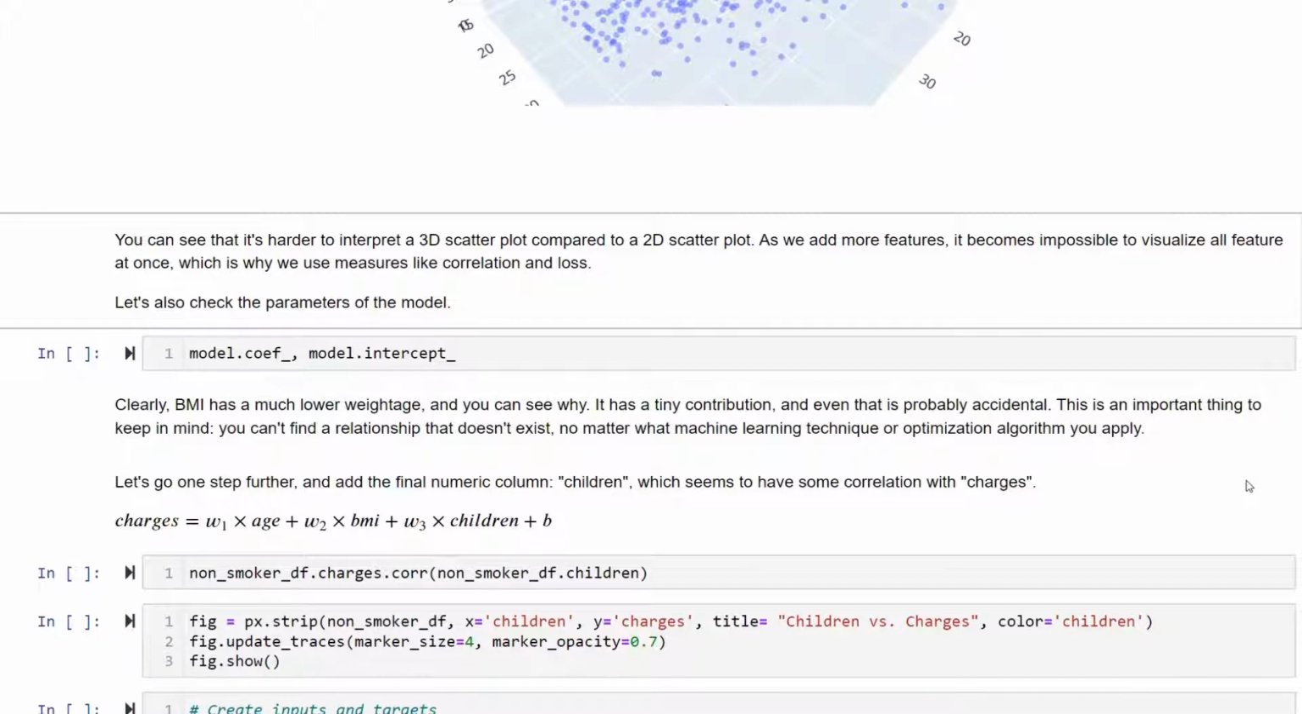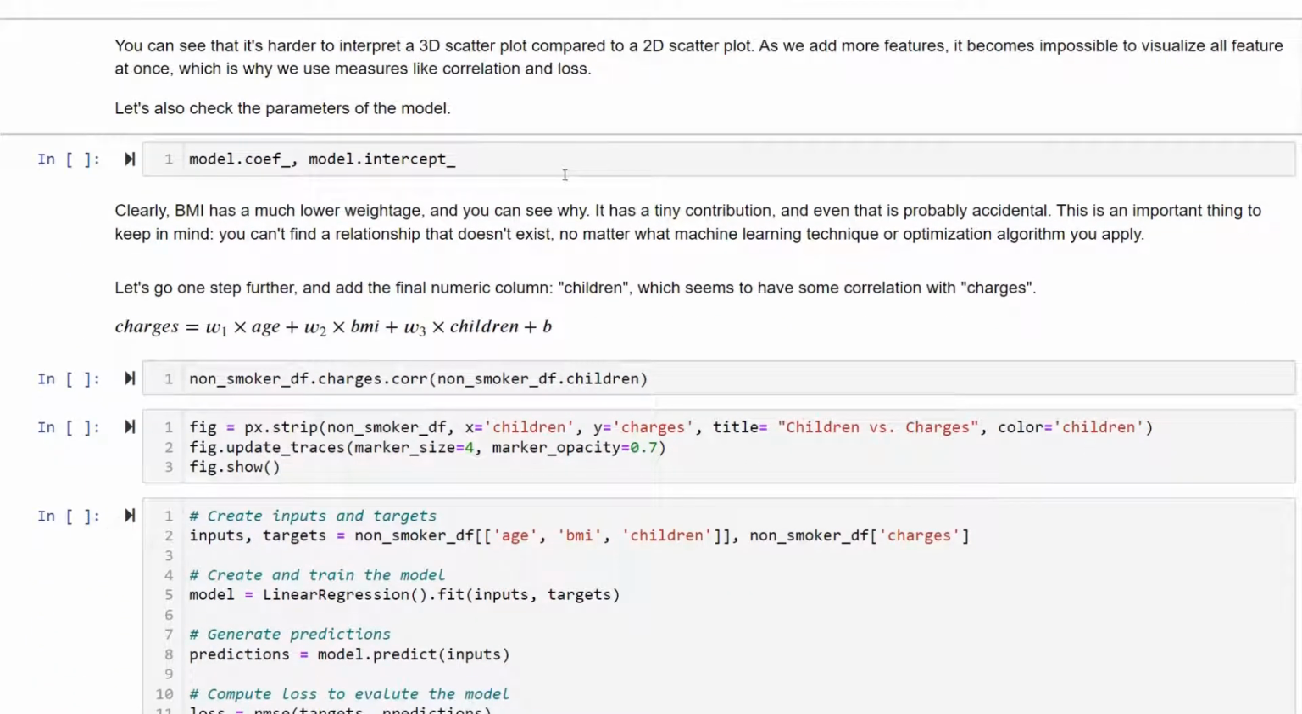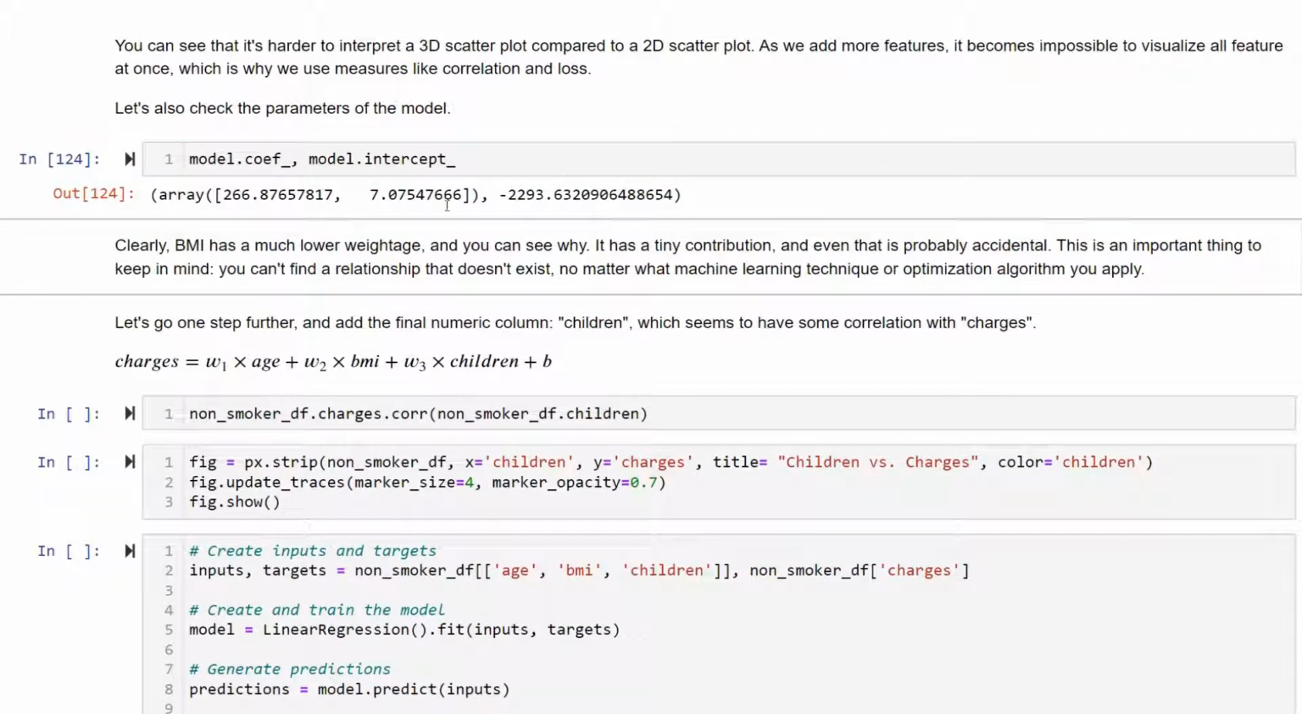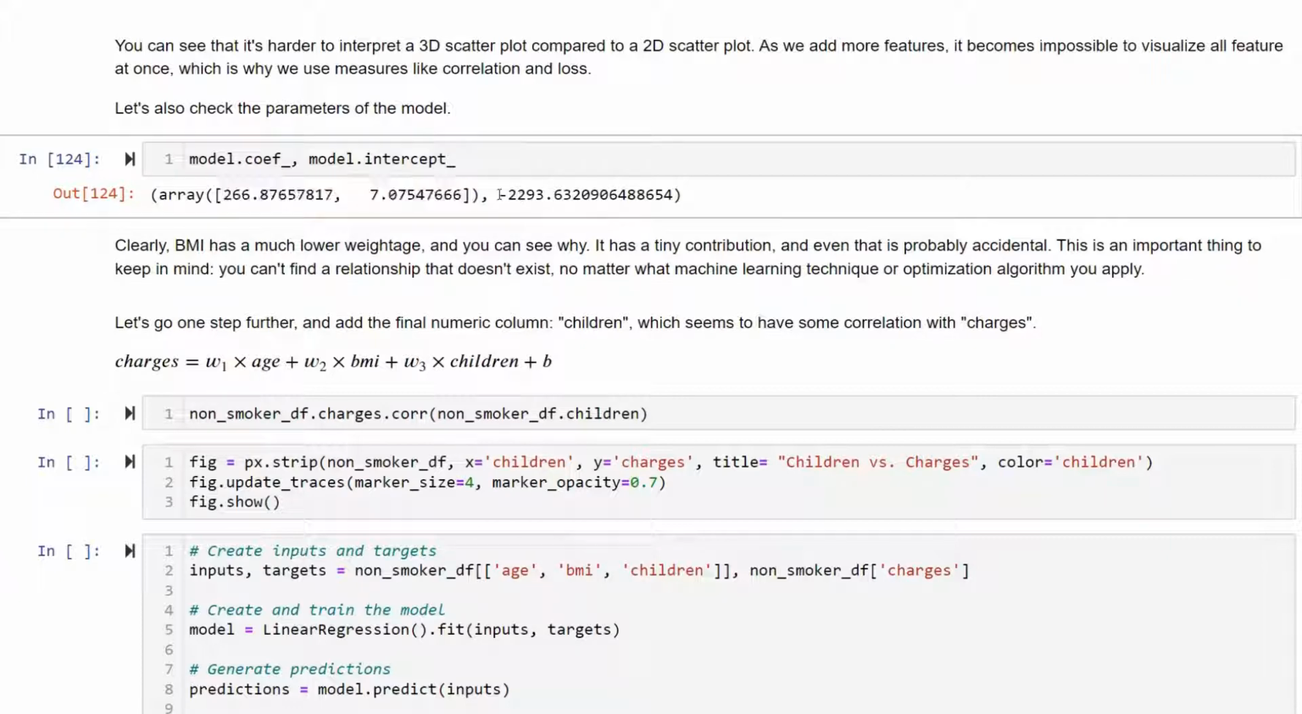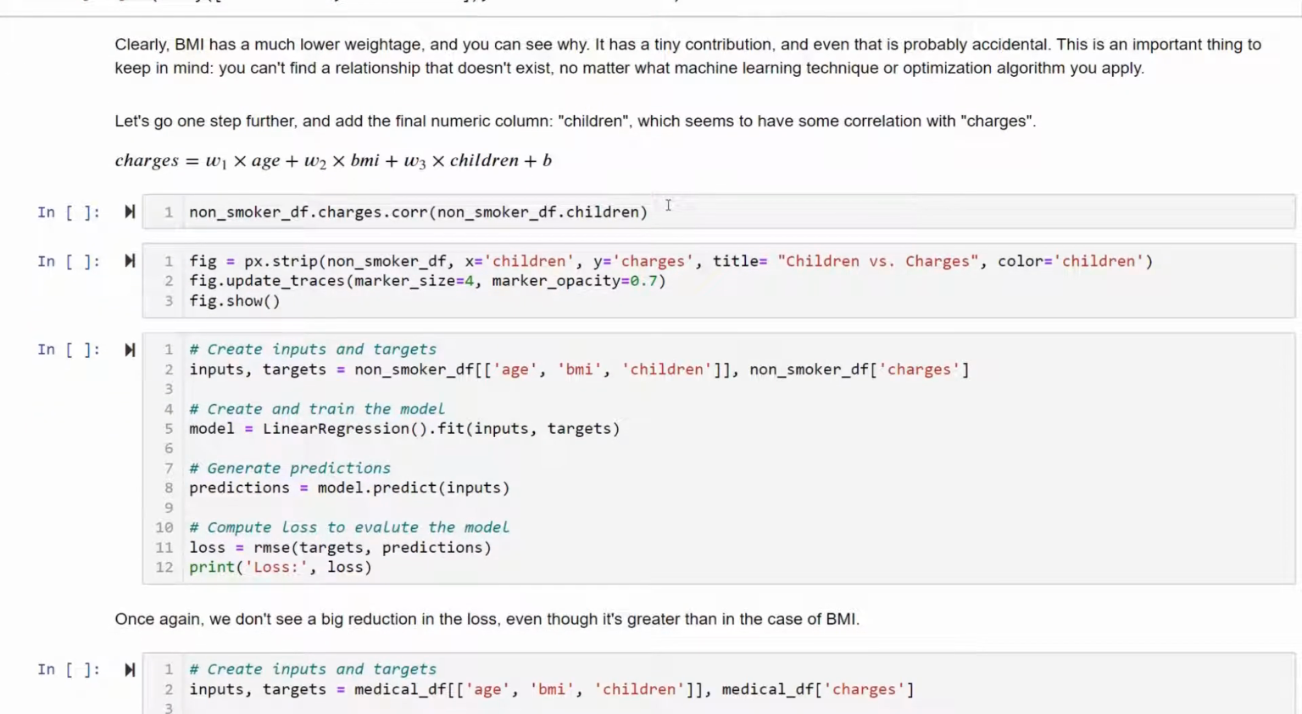As we add more features, it becomes impossible to visualize all features at once, which is why we measure the correlation and loss. Let us also check the parameters of the model, the slope and intercept it has taken. The slope weights are 266.7 for age and the intercept is, as usual, minus 22,2293. Clearly the BMI has a much lower weightage, a teeny contribution, and even that is probably accidental. It is important to keep in mind that you can't find a relationship that doesn't exist, no matter what machine learning technique or optimization algorithm you apply.